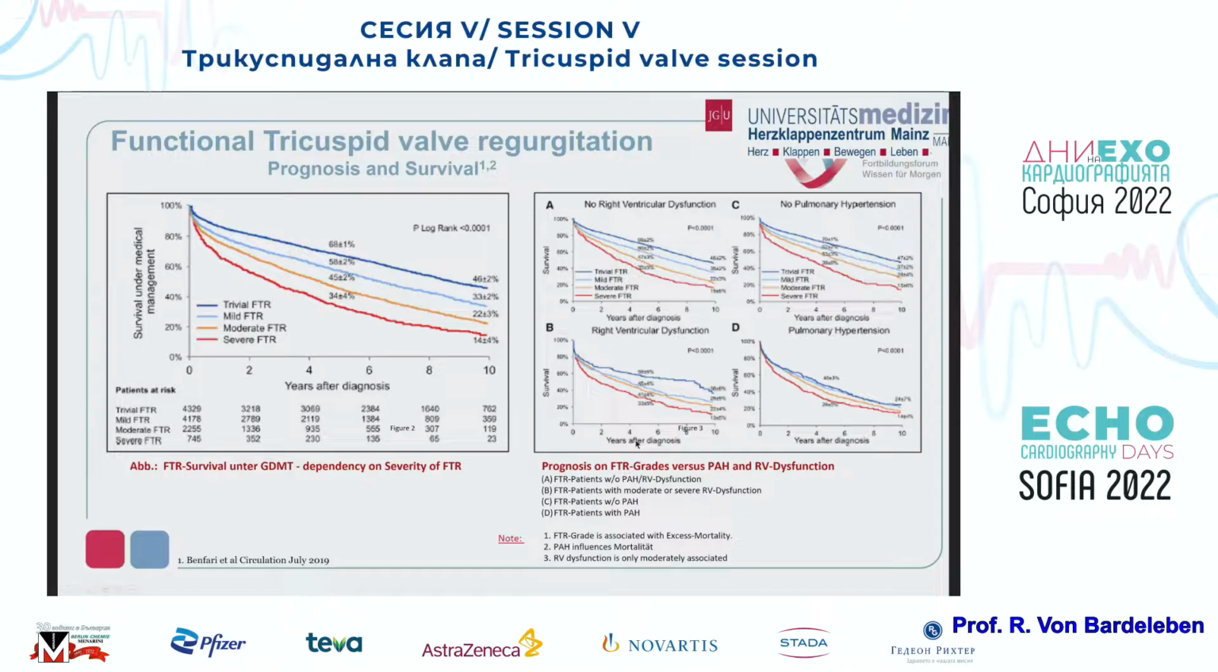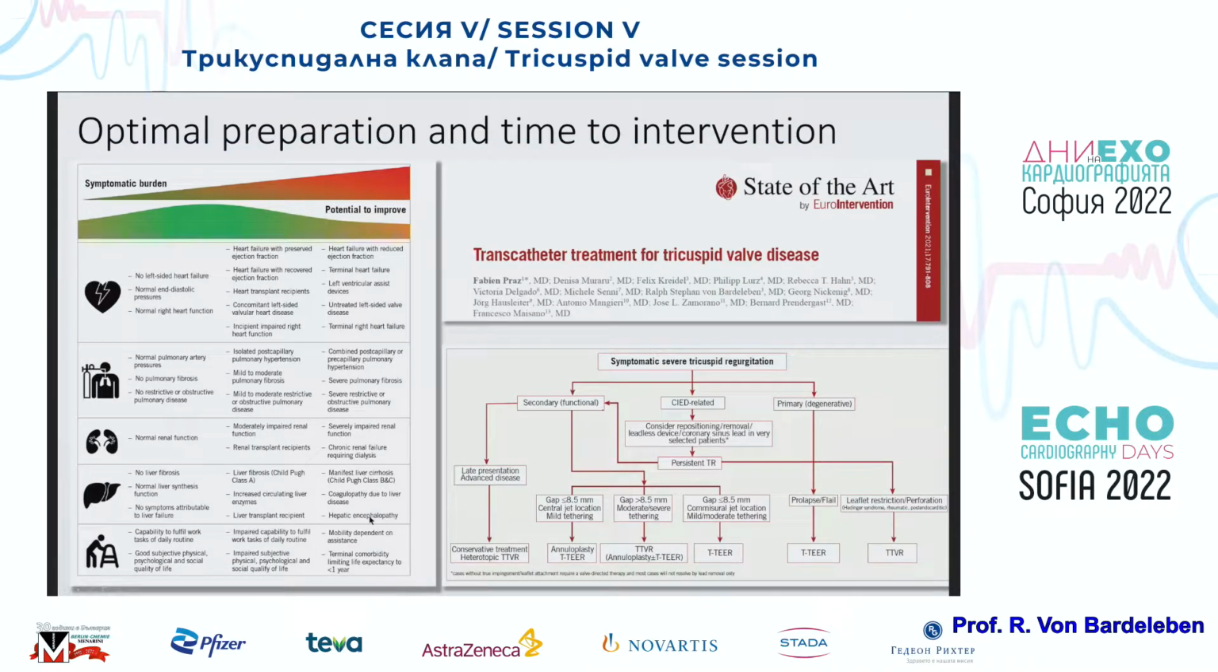What is important on the right-hand side, you see also the interaction between right ventricular dysfunction and pulmonary hypertension on both survival and hospitalizations. And as a note, as you see down there, TR grades are always associated with excess mortality. Pulmonary hypertension influences mortality, and right ventricular function is only poorly or moderately associated. This depends also on the time lag between the event and the therapy as a whole.